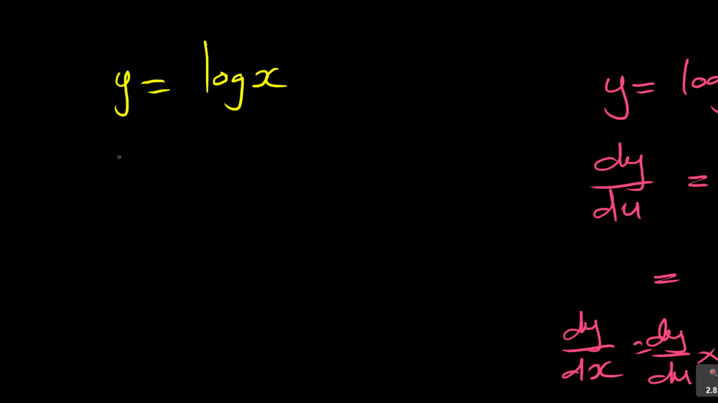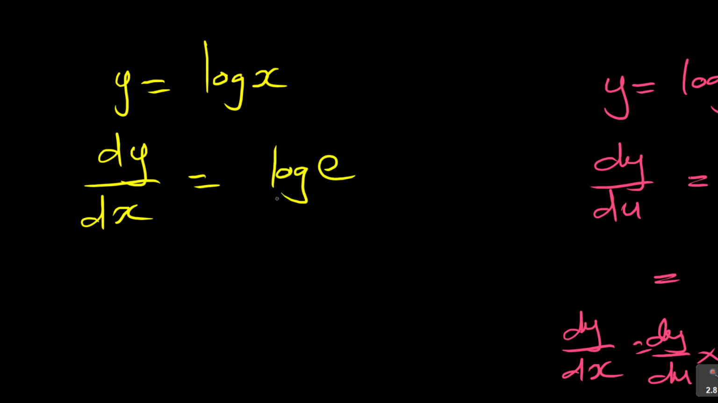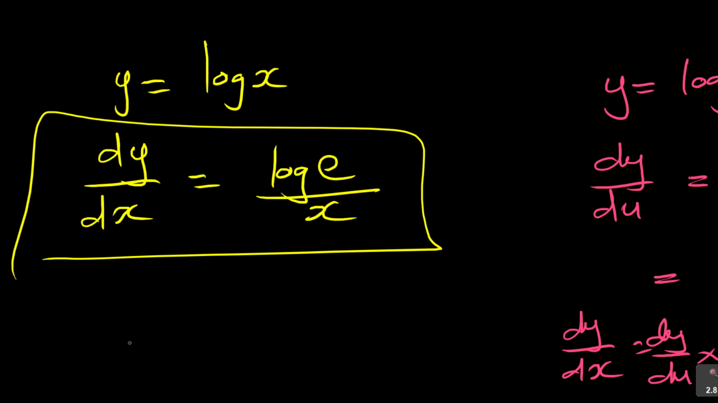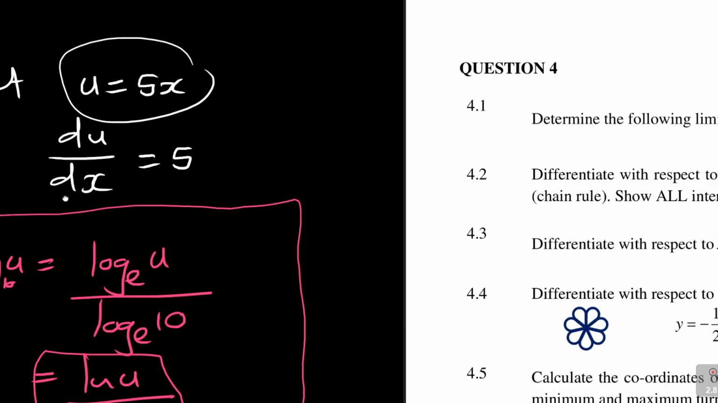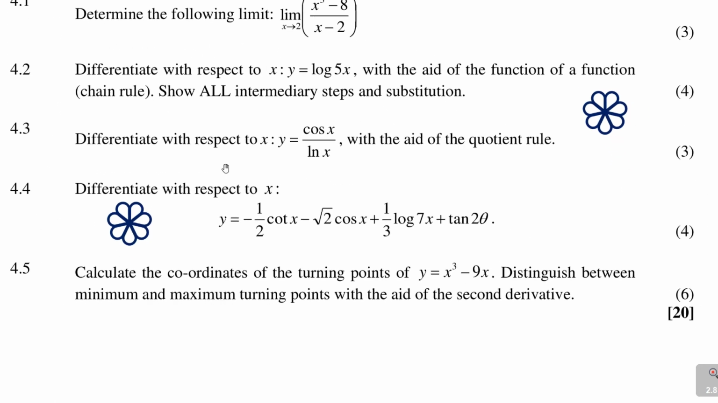Instead of converting to log to ln, so it's dy over dx is equal to log e over x. All right, you comfortable? That's that. So dy over dx is equal to log e, so you pull out an e because you're dealing with ln over x. All right, so let's look at the next one here. So that was 4 marks.